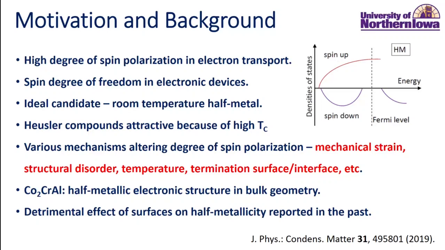And the high degree of spin polarization in electron transport is one of the cornerstones of spintronics. Half metals can provide not just a high degree of spin polarization, but ideally 100%. There are, of course, different mechanisms that can destroy the 100% spin polarization, and among them are mechanical strain, atomic disorder, temperature, and termination surface interface. This termination surface and interface I'm going to discuss later in this talk.